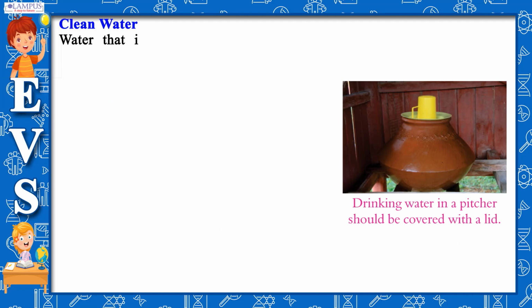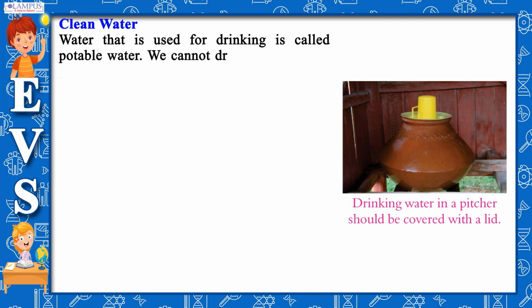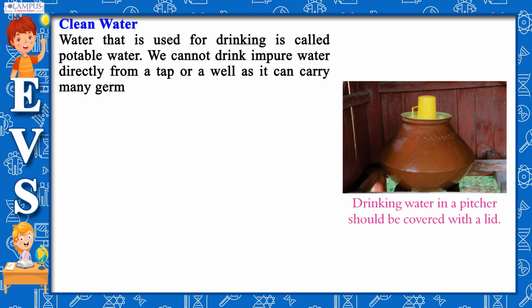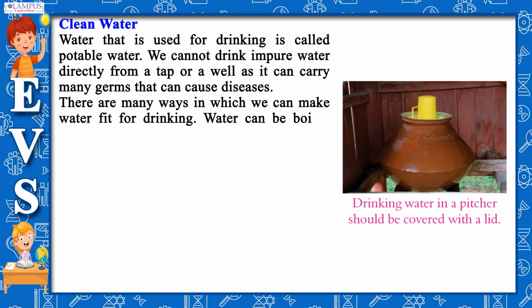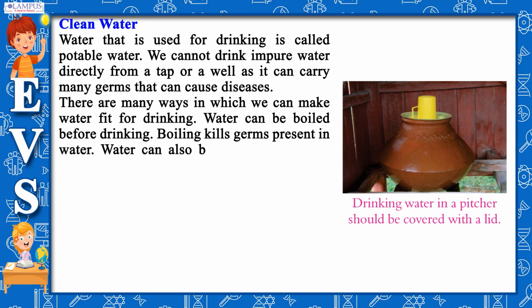Clean water. Water that is used for drinking is called potable water. We cannot drink impure water directly from a tap or a well as it can carry many germs that can cause diseases. There are many ways in which we can make water fit for drinking. Water can be boiled before drinking. Boiling kills germs present in water.